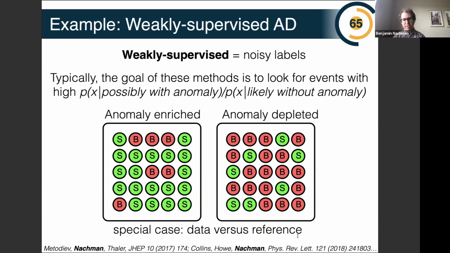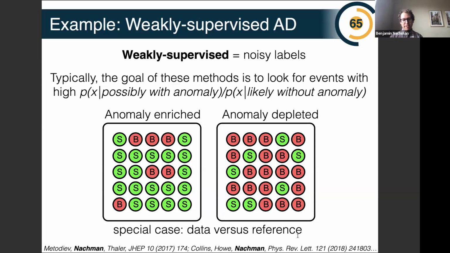B is background, S is signal. And let's say the only thing that distinguishes them is the ratio of signal and background. So if I could learn a likelihood ratio between these two data sets, then I would be able to distinguish signal from background. And actually, you can show that this anomaly enriched versus anomaly depleted is exactly the same, up to a monotonic rescaling, as pure anomaly versus pure noise, signal versus background.